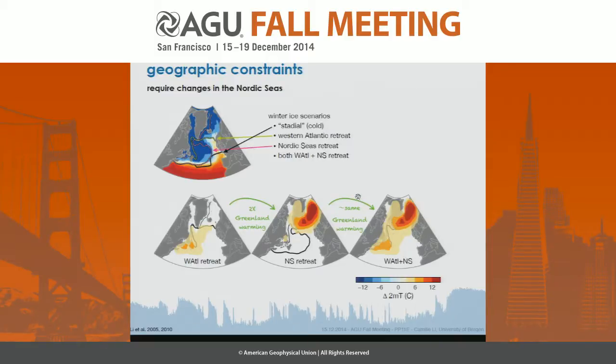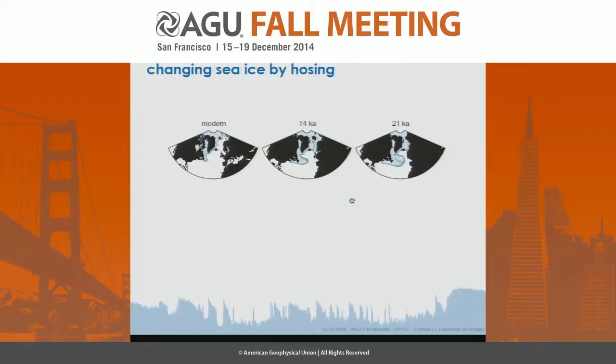So these are uncoupled experiments, which means that we just prescribed hypothetical sea ice scenarios based on some things that we thought were realistic. But it doesn't really tell us why the sea ice was changing. So if I address the two hose part of this session first, you can obviously get sea ice to change by hosing.